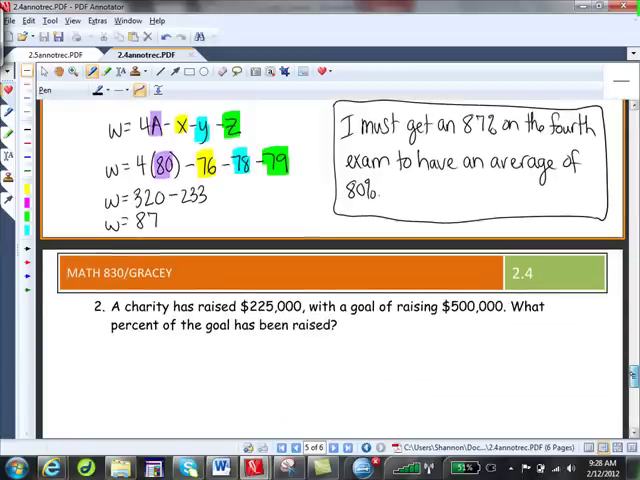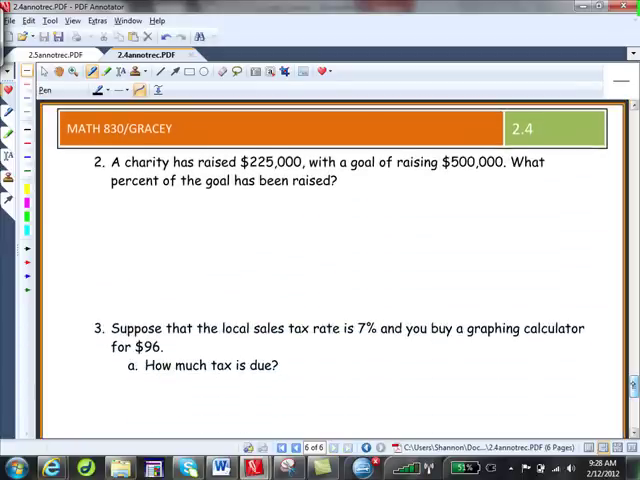Okay, last page of the lesson. Woohoo! A charity has raised $225,000 with a goal of raising $500,000. What percent of the goal has been raised? Okay, let's look at this just as an estimate, number sense wise. 250,000 is exactly half of 500,000. Would you agree? So they're almost halfway there.